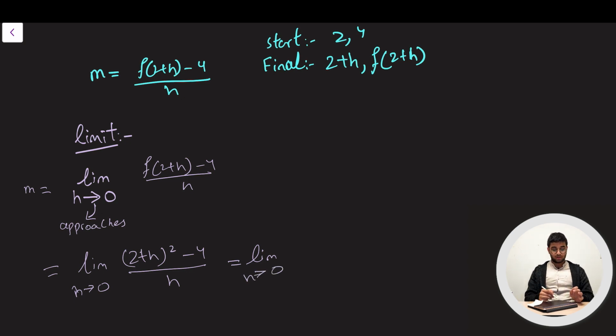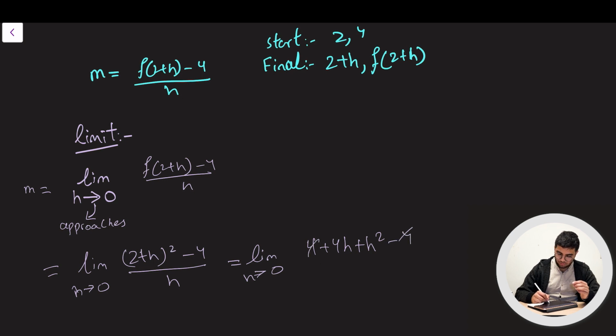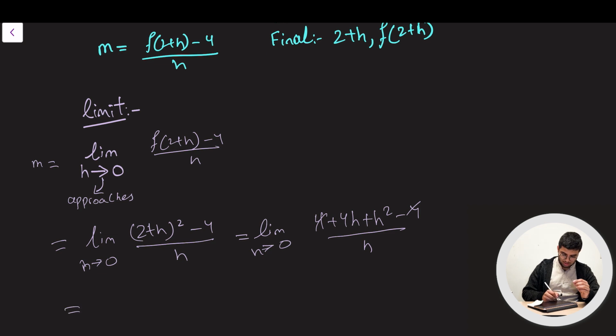Now, every time you write this, you have to include the limit, okay? Otherwise, you will lose a mark in the test, or exam. So we do not want to lose those 3 marks. Just include the limit every time after the equal sign, okay, not before. We can expand that, obviously. 4 plus 4h plus h squared, take 4, and 4 and 4 cancel out, all over h, okay?